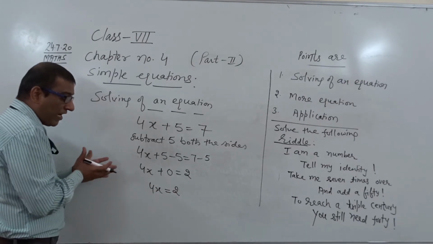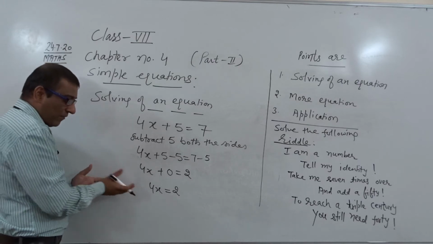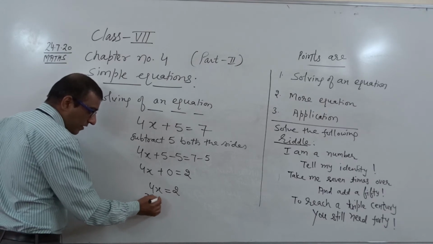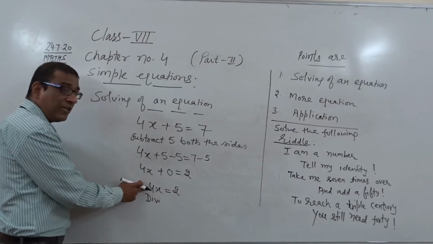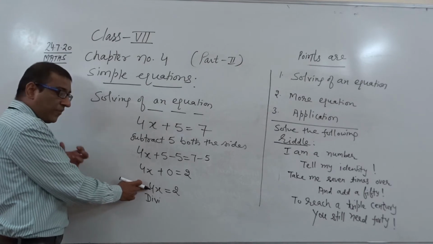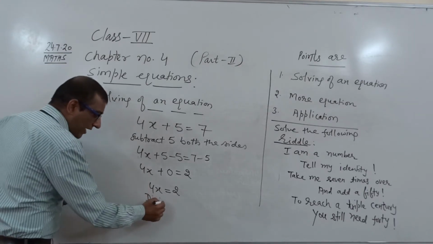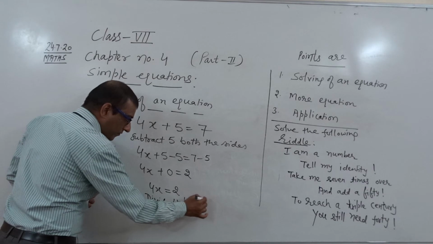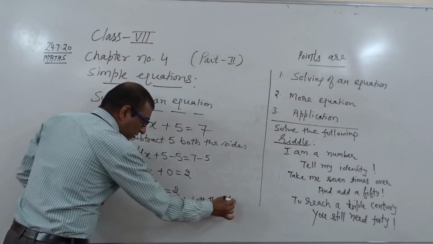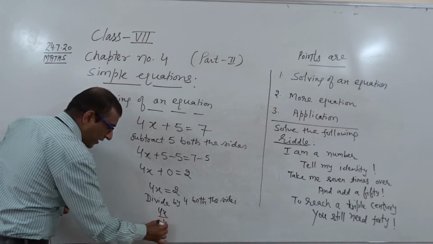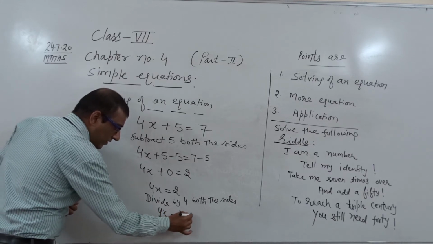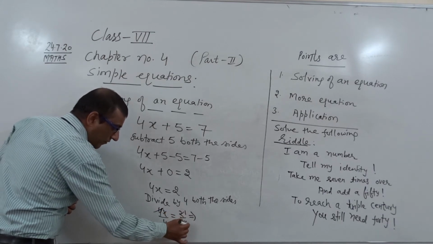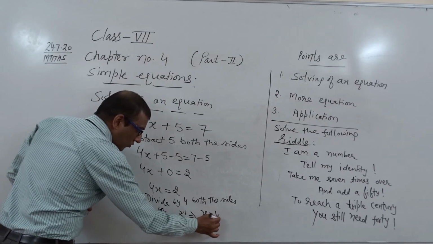Now the question arises, how can we identify the value of the unknown number, that is the variable? So what will we do after this step? We will divide, because we want only x, and here is 4 into x on the left hand side. So we have to remove this 4. How can we remove this 4? By dividing by 4 on both sides. If we divide both sides by 4, it can be written like this, and 4 and 4 will cancel, and 2 by 4 reduces to 1 by 2, so we get x equals 1 by 2.